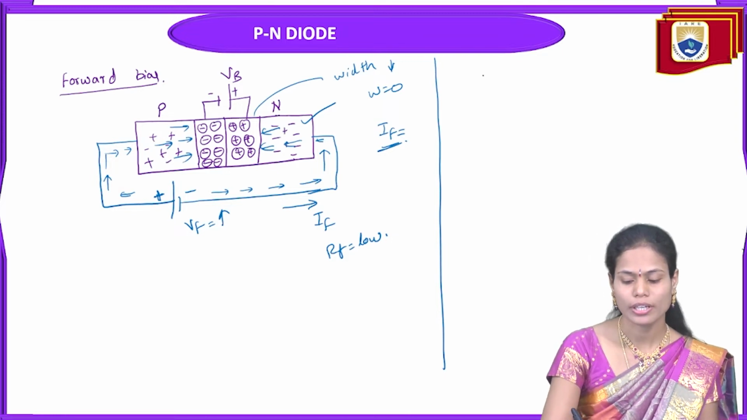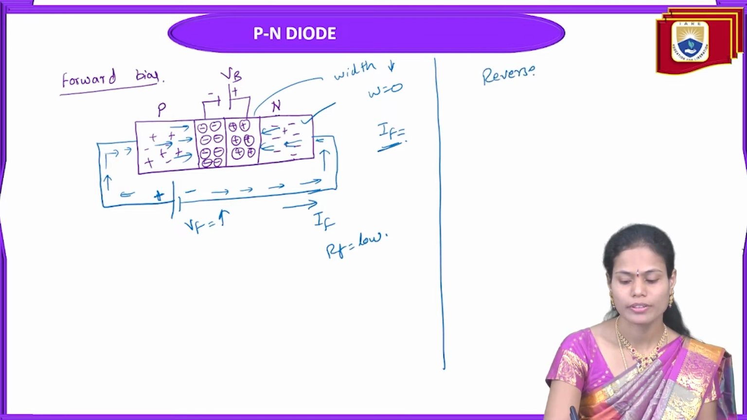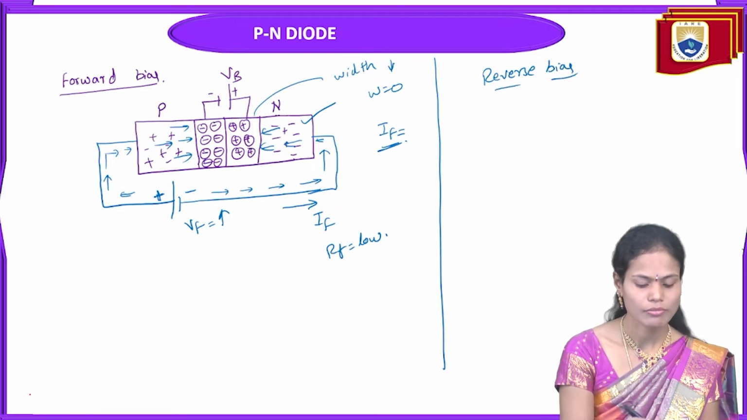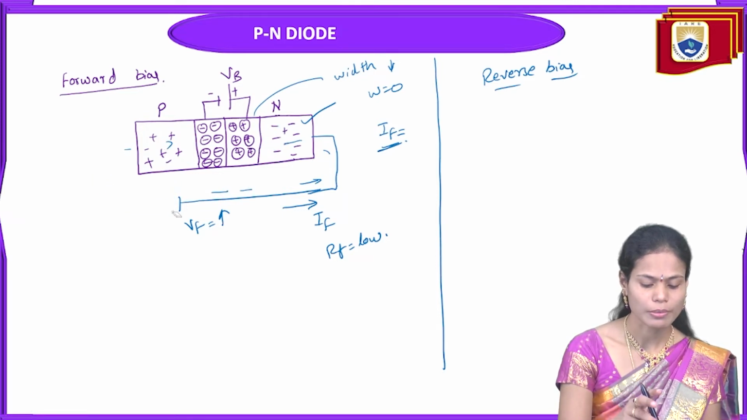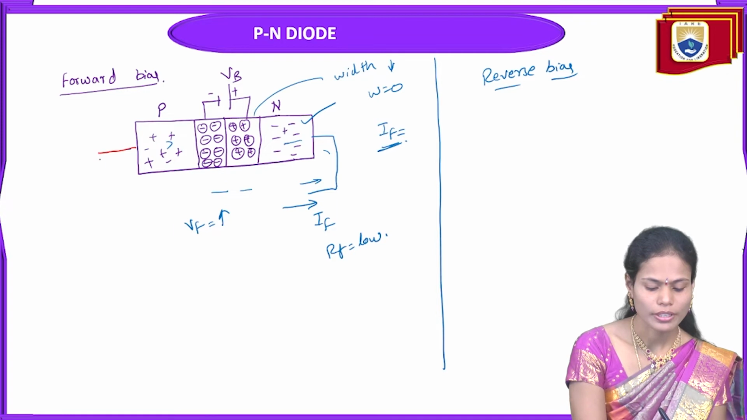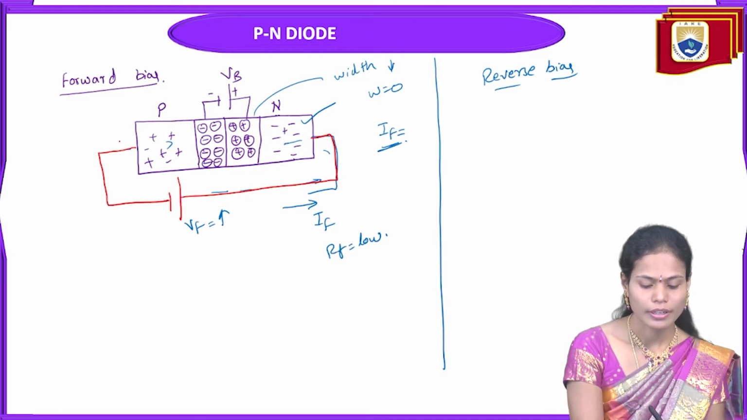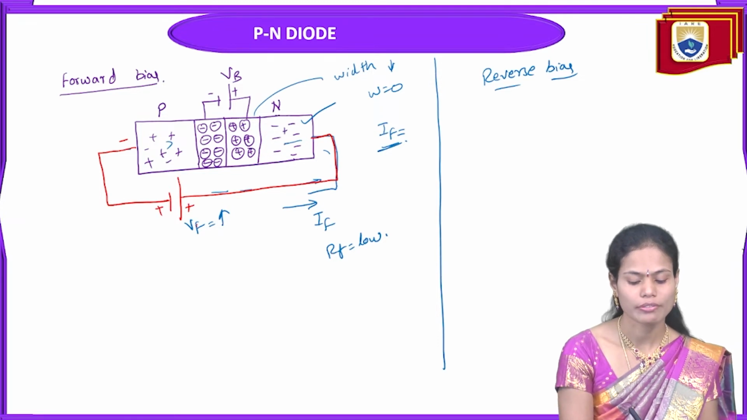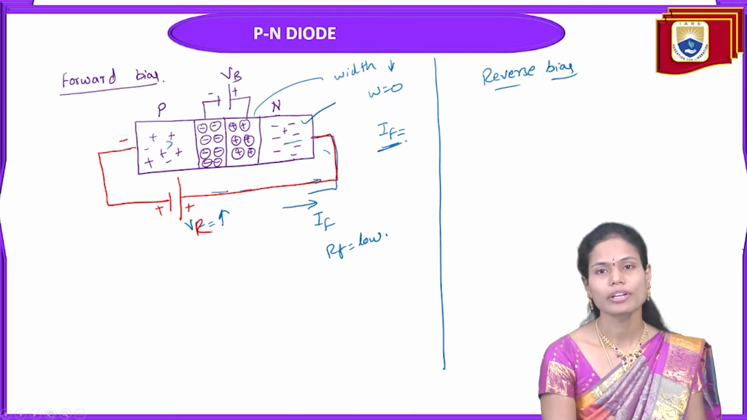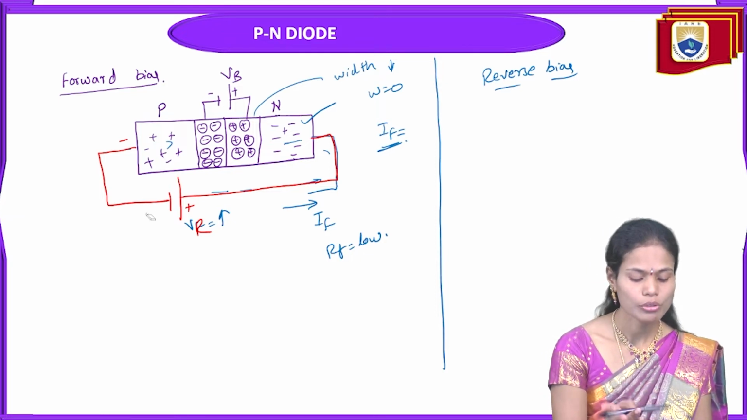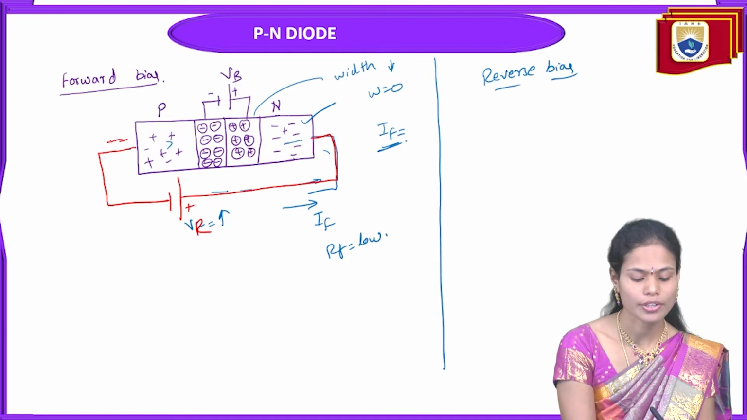Similarly, let us apply the reverse bias. In the case of reverse bias, we apply the negative terminal here and the positive terminal here. We are applying the reverse voltage. So what will happen once we apply the reverse voltage? The holes present in the P region try to move towards the battery here.